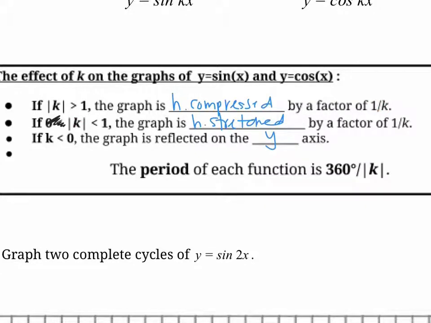Or we can look at its direct effect on the period, and the period of each function is going to be 360 divided by the absolute value of k. The reason why that works is that normally we would be dividing all of our x values by k, and so therefore we would take our period and also divide it by k in order to find our new period.